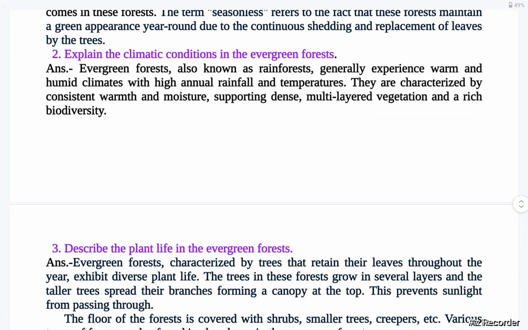So second question is, explain the climatic condition in the evergreen forest. Answer is, evergreen forests, also known as rainforests, generally experience warm and humid climate with high annual rainfall and temperature. They are characterized by consistent warmth and moisture, supporting dense, multi-layered vegetation and a rich biodiversity.